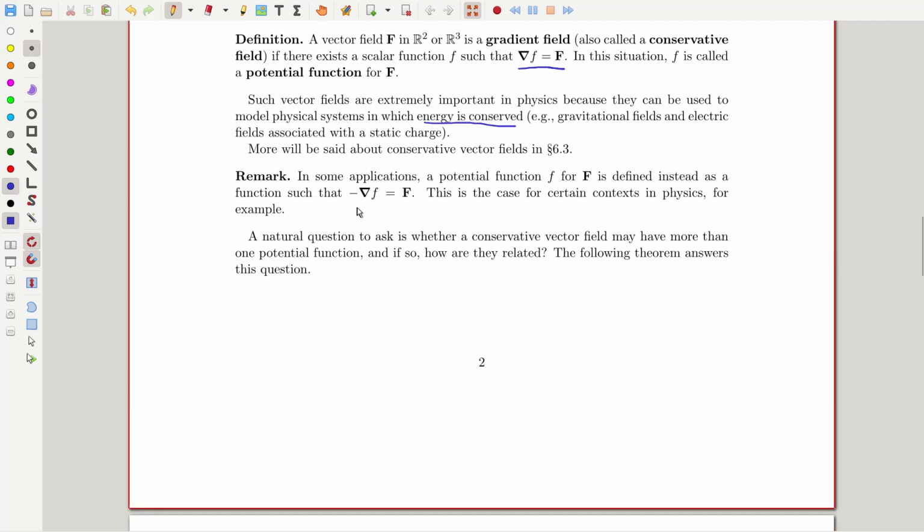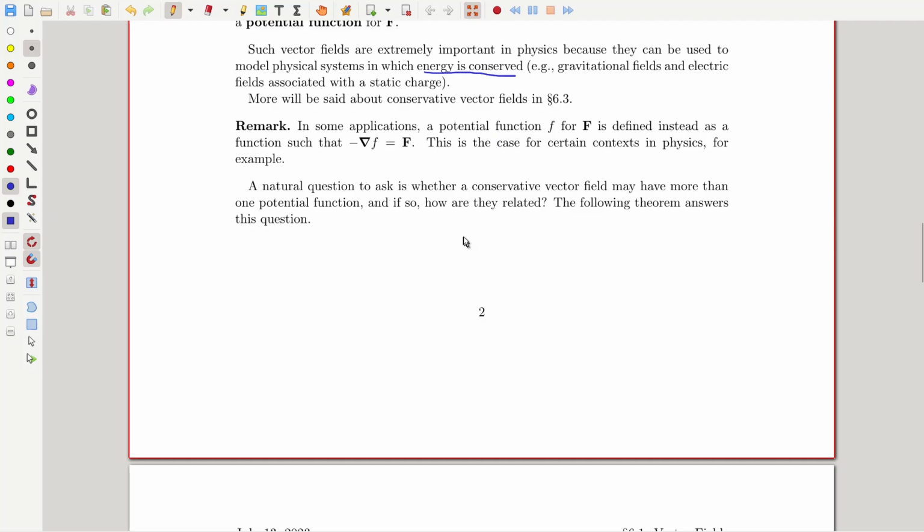And just as a small remark, there's a bit of a sign convention thing going on with physics. Physics people, they for some reason want negative. In math, we will usually be using the positive version of this.